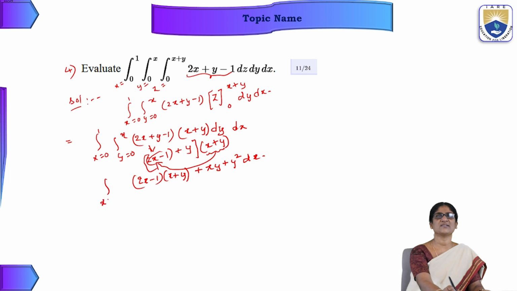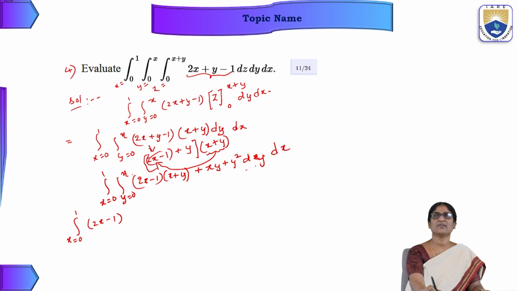So integral of x from 0 to 1 and y from 0 to x. The next variable that we need to do is with respect to y. So you're going to get x from 0 to 1, 2x minus 1 is as it is, because we are doing y first, dy dx. So this is the second variable that we are taking. So 2x minus 1 is constant into x, and the integral of y is nothing but y plus 2x minus 1 into y.